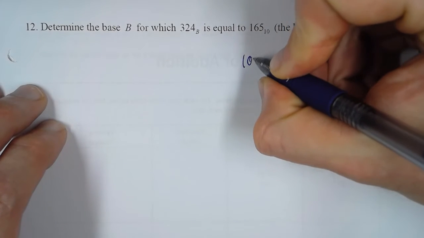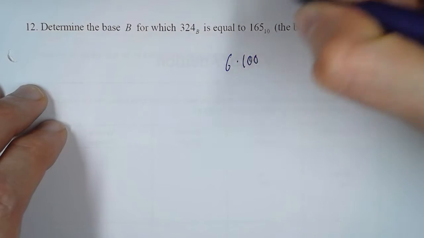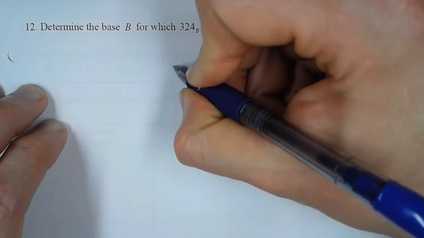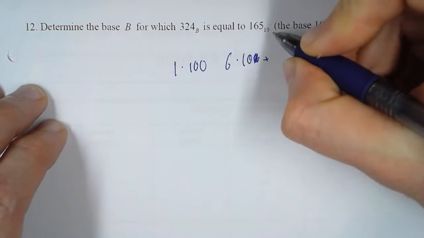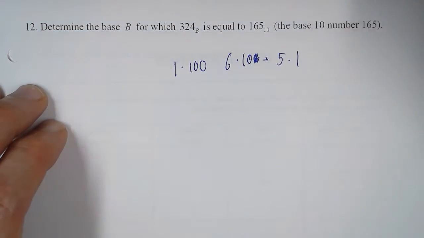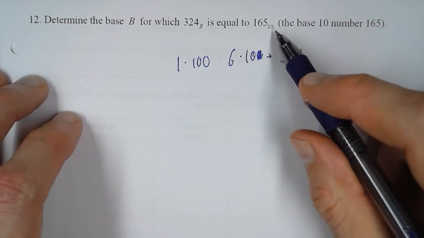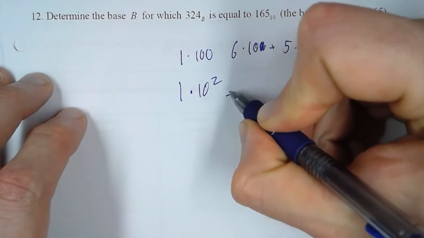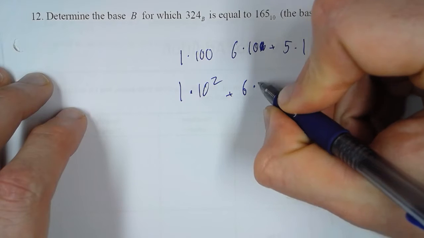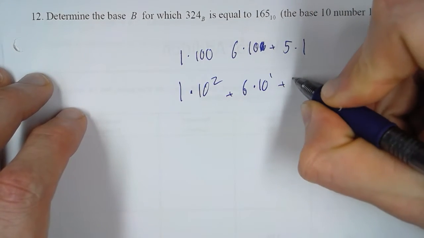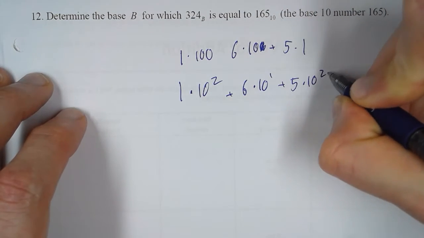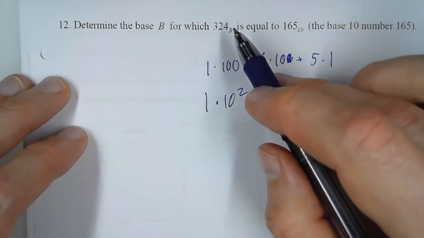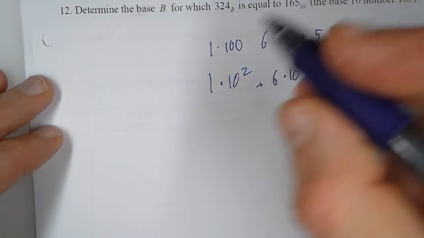So this really means 6 times 10, this means 1 times 100, and this means 5 times 1. Now, since this is base 10, we could say this as 1 times 10 squared plus 6 times 10 to the first plus 5 times 10 to the 0. Now, base b works the same way, but we don't know what the base is.